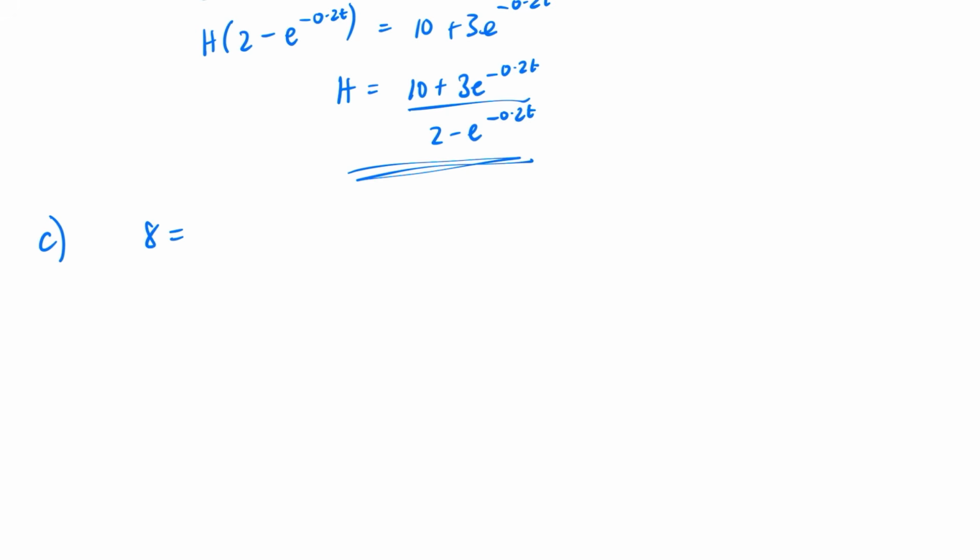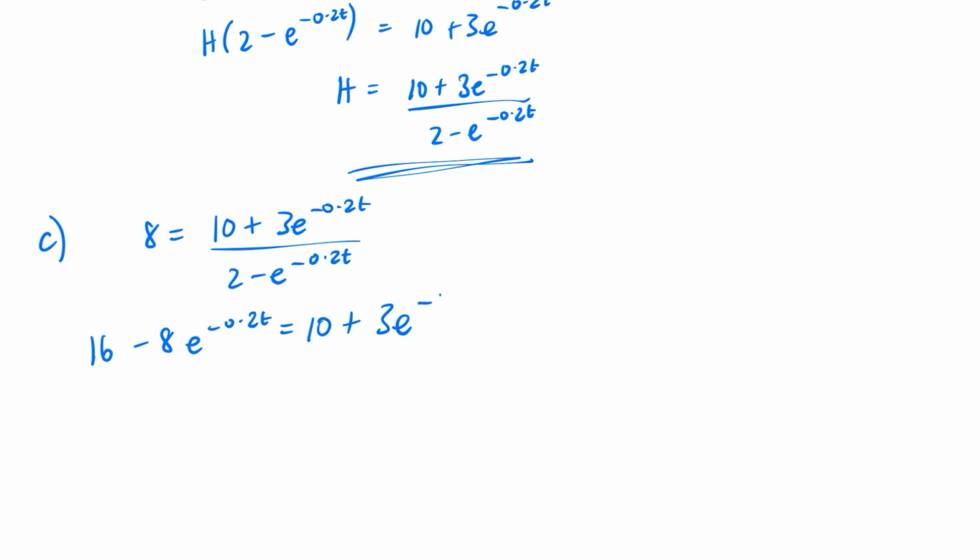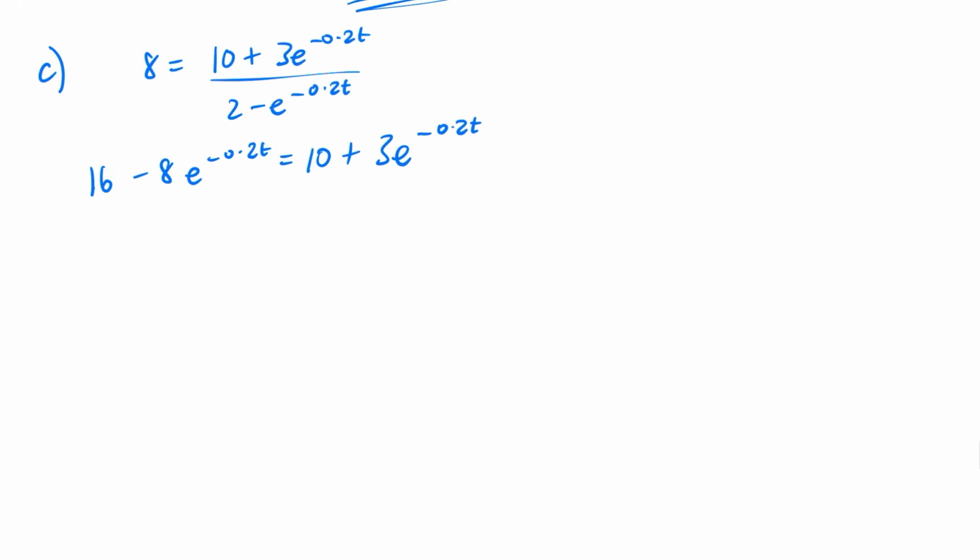So we get 8 is equal to 10 plus 3e to the minus 0.2t over 2 minus e to the minus 0.2t. I'll multiply this by this. So I'll have the 8 times 2, which is 16, and a minus 8e to the minus 0.2t is equal to 10 plus 3e to the minus 0.2t. So I will add this 8 onto this side to get 11e to the minus 0.2t. And I will do the 16 minus the 10, which is 6. So 6 divided by 11 is e to the minus 0.2t.